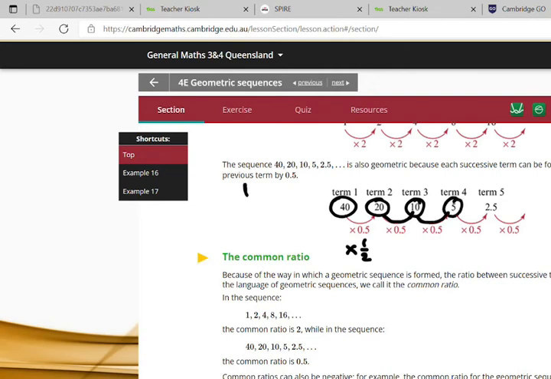And you can always test by taking term 3 divided by term 2. If you divide those, you get your common ratio. So you can always test by dividing one term by the previous term. Okay? Same thing in the earlier one. If we had 8 divided by 4, that gave us our common ratio of 2.